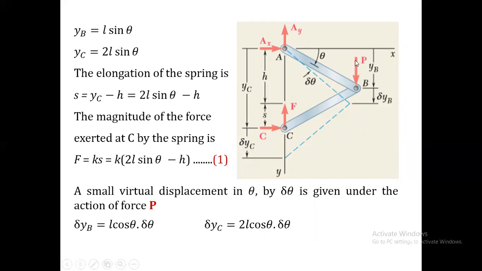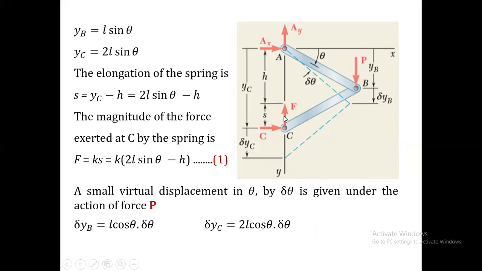Because of force P, the spring will elongate. Let us say that elongation is given by S. From this relation, we can see that YC is equal to H plus S, where H is the unstretched length of the spring. So we can express S as 2L sine theta minus H, since YC is equal to 2L sine theta. So we can compute the magnitude of the spring force.